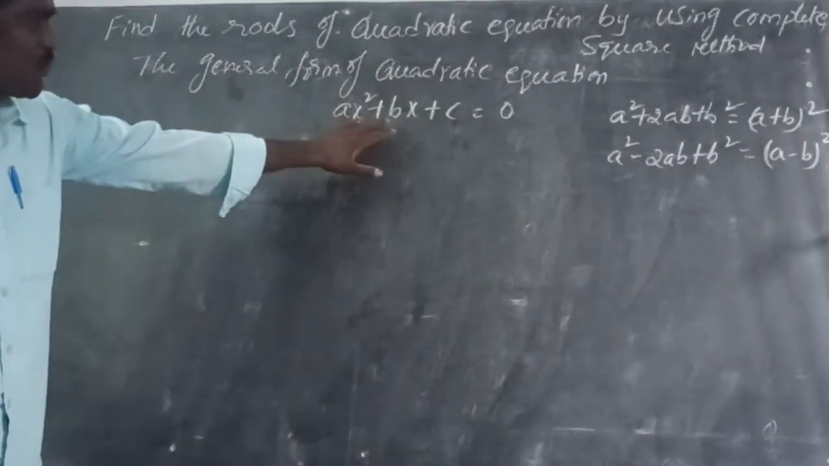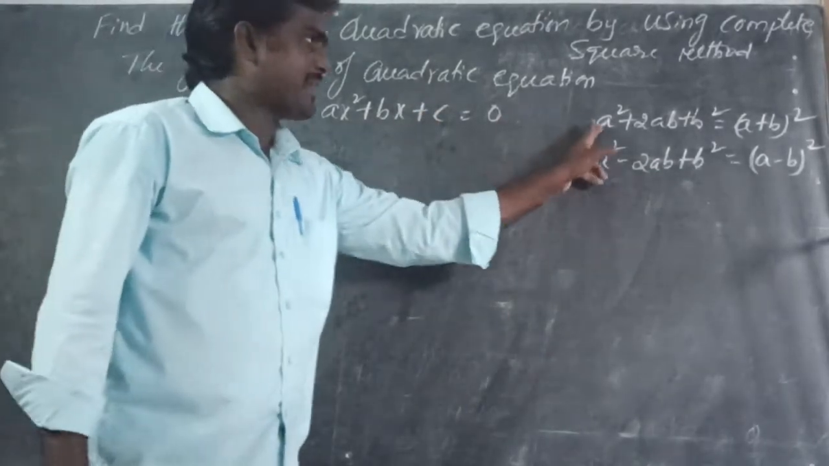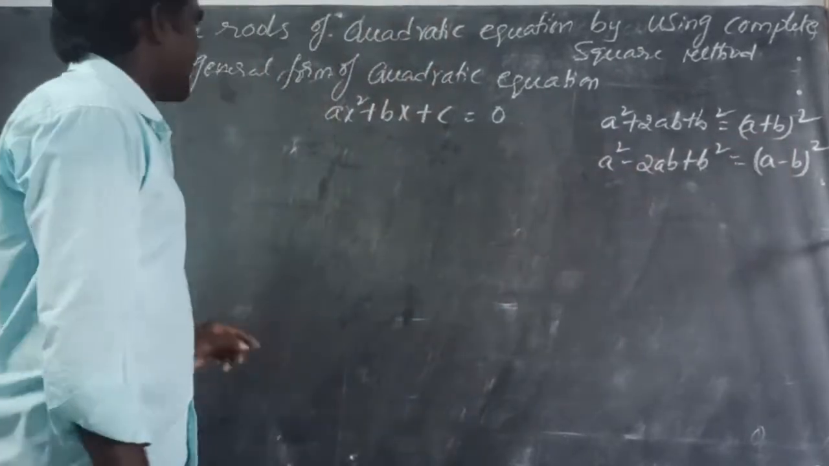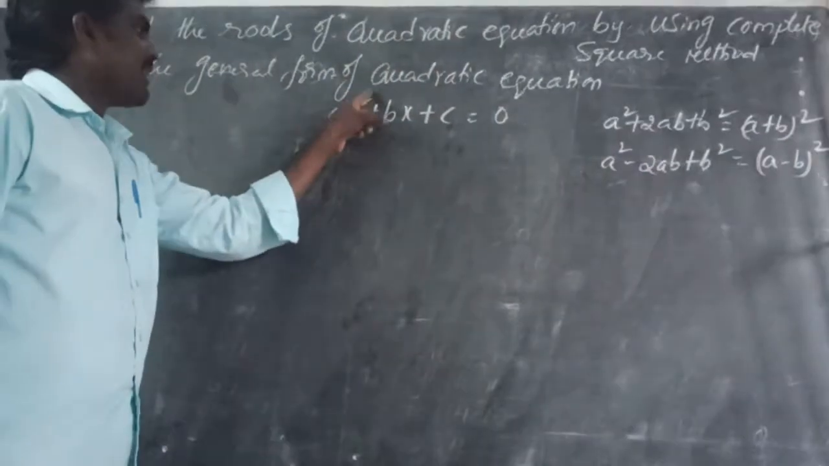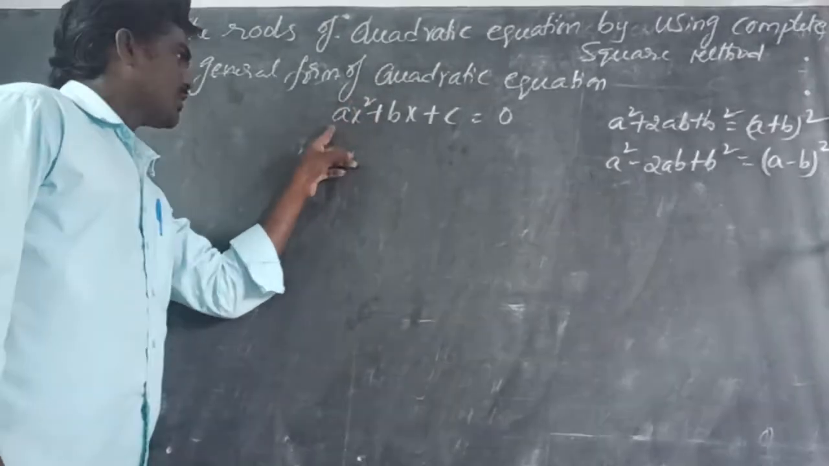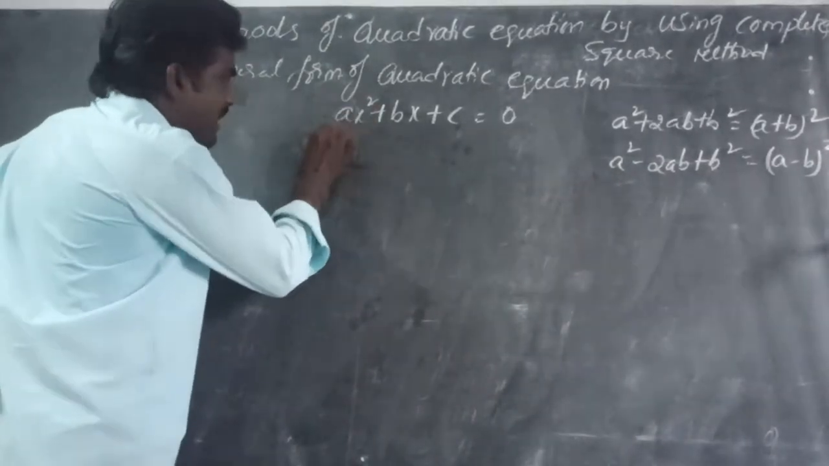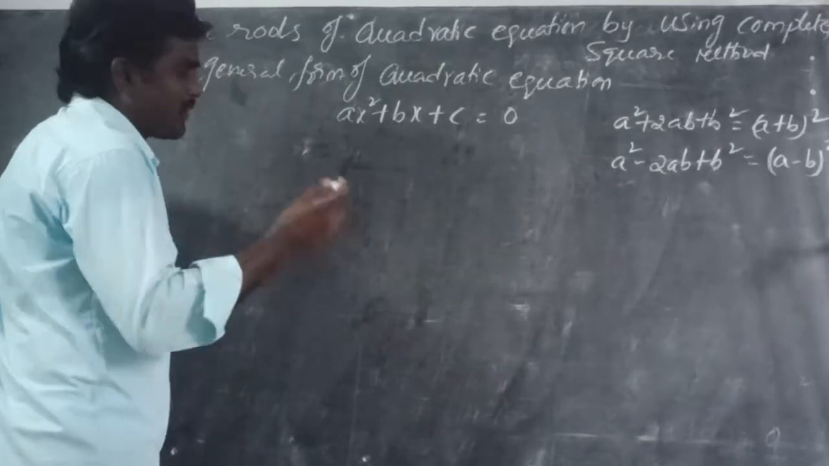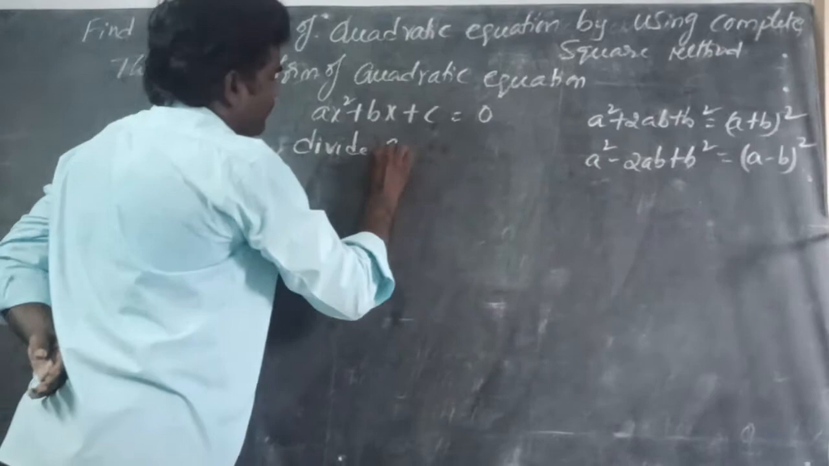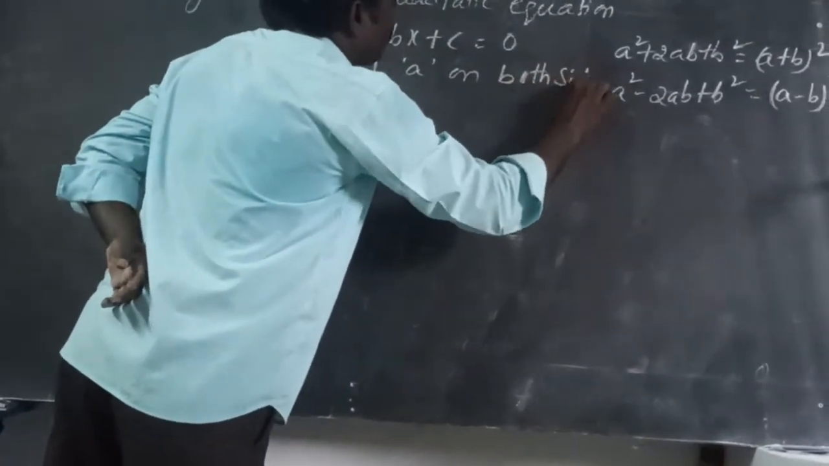But here the middle term is what? Plus b. Okay, so how can we write it in the form a square plus 2ab plus b square is equal to (a plus b) whole square? Here, in the first term we can write the square form, but here x has a square while a has no square. So we can eliminate a. How can we eliminate it? Okay, divide by a on both sides.